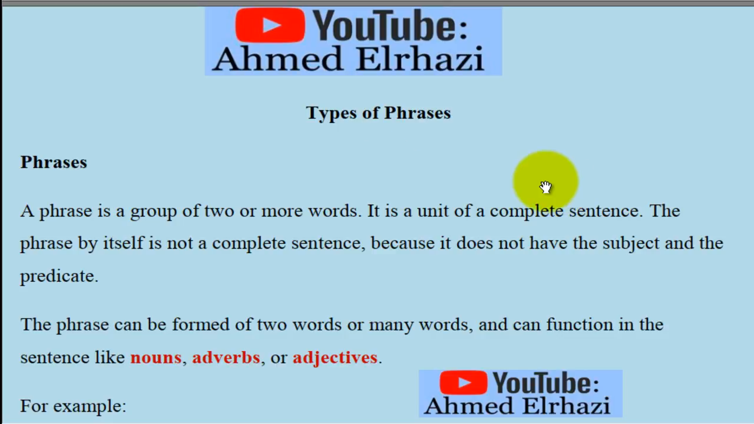Types of phrases. A phrase is a group of two or more words. إذا سمعت phrase راه واحد المجموعة تاع جوج أو لا أكثر من الكلمات. It's a unit of a complete sentence. Just a unit ولكن راه ماشي sentence. The phrase by itself is not a complete sentence because it doesn't have the subject and the predicate. ما كاينش subject and predicate ديالها تتسمى just a phrase.